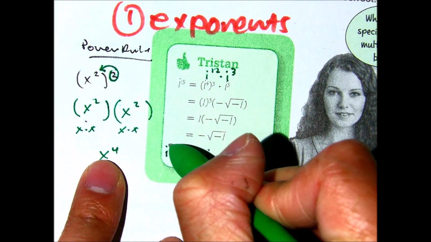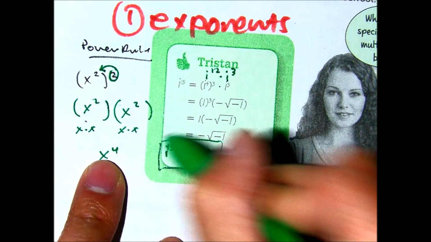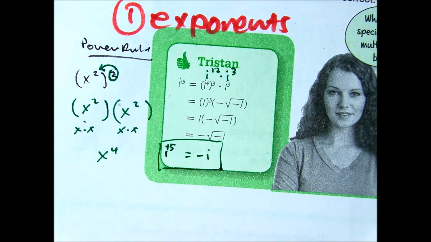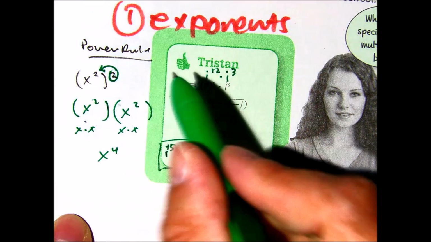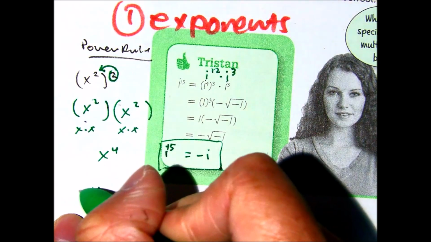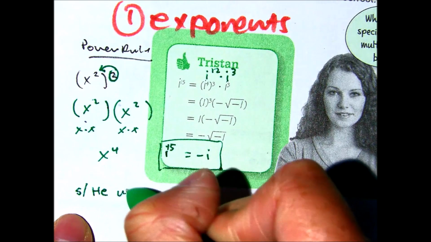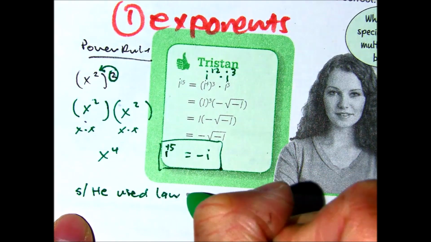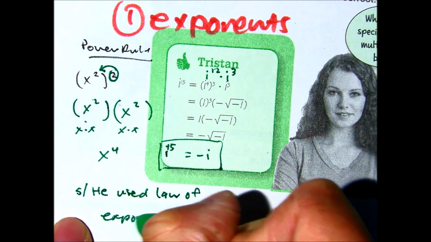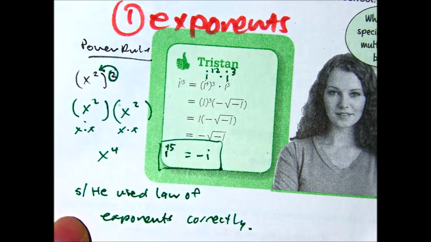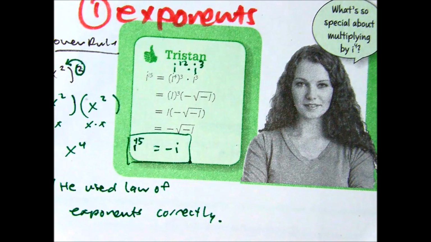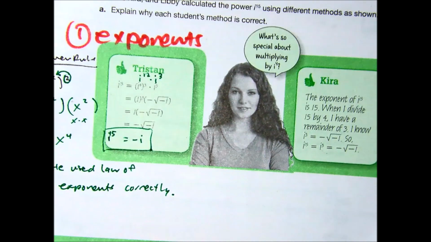So what would I write for Tristan's? You could just say he or she used law of exponents correctly. Kira did something different. Kira, they used a method called dividing.